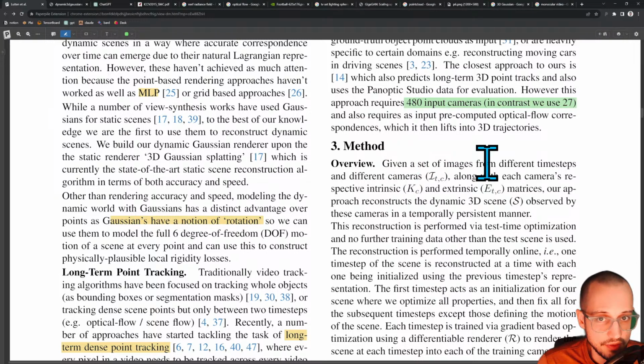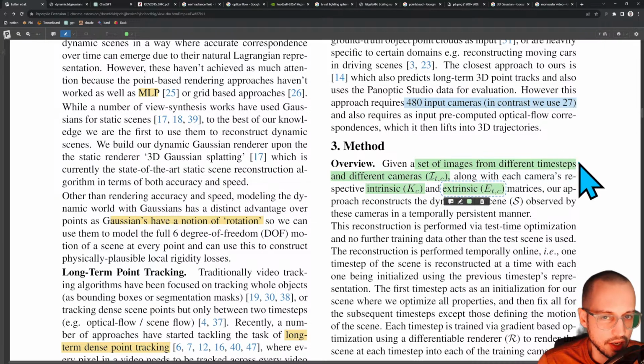Okay, given a set of images from different timestamps and different cameras, so we have a set of images I_{t,c}. I think t refers to time and c probably refers to cameras. I think blue is the color for numbers and green is the color for math definitions. Along with each camera's respective intrinsic, K_c, and extrinsic matrices.